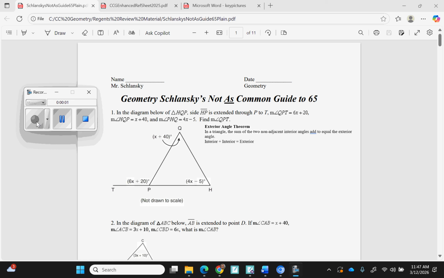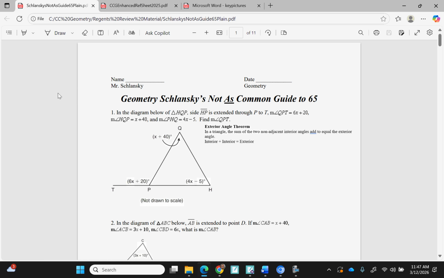Hello, everybody. This is Schlansky's not as common guide to 65. I want to be very clear. You're going to see the majority of these questions. It's just not every single Regents asks these like the Schlansky's guide to 65. But you're going to see the majority of these. They're not hard, so let's get right to it.